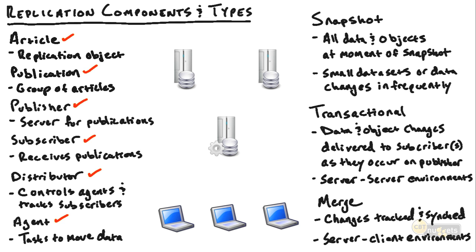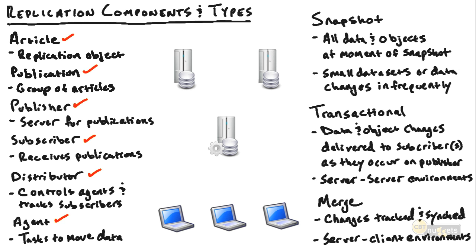And these agents by default are actually SQL Server jobs. And when we set up replication, we use the wizard to set up our specific type of replication. We'll have to configure the agent to run at specified intervals, or to run on demand, and it's all going to depend on the type of replication we use and the environment, the network topology we're working with.